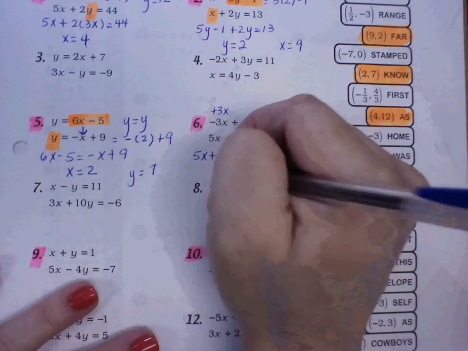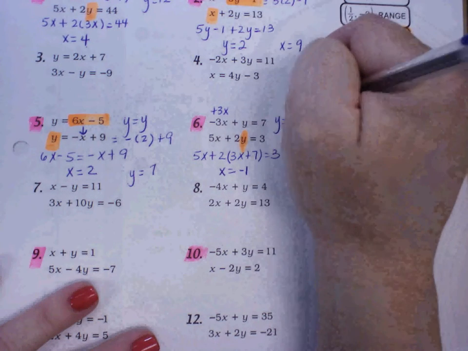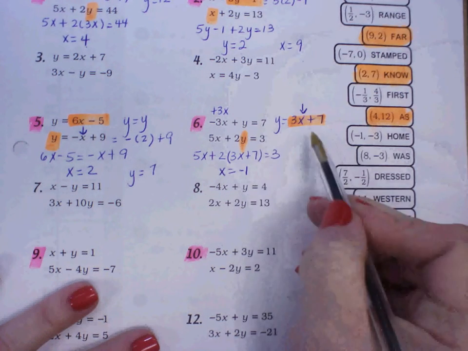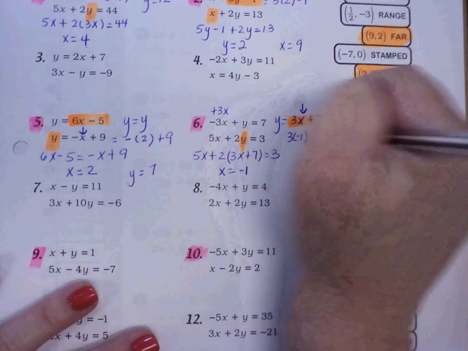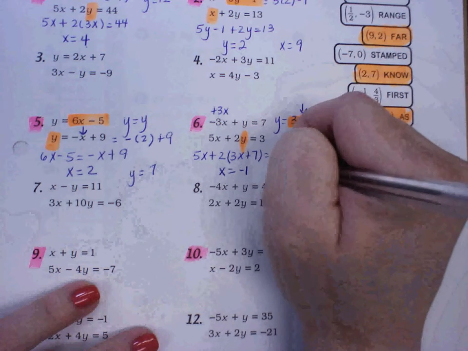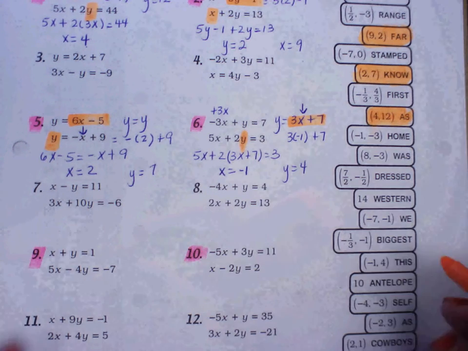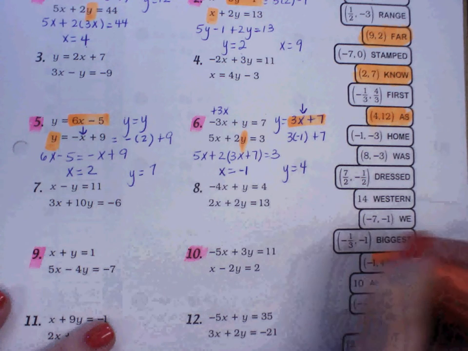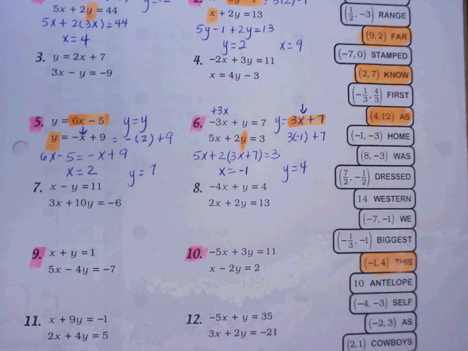Do we agree? Yes. All right, now I have to come over here and substitute that value of x, right? So that will be 3 times negative 1, which is negative 3. And negative 3 plus y plus 7 is 4. So the answer would be negative 1 and 4. It's right here. Okay?